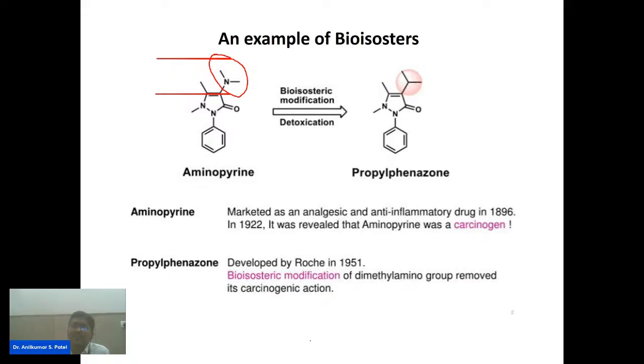These types of bioisosteric modification removed its carcinogenic action. It means detoxification can be done through changing particular groups. So the toxicity was removed and it became available in the market as phenazone. So the bioisosterism approach can improve potency as well as reduce toxicity. These are examples of marketed drugs.